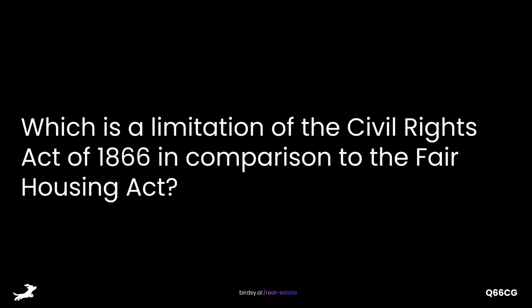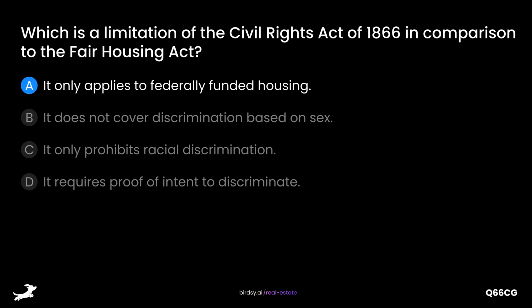Which is a limitation of the Civil Rights Act of 1866 in comparison to the Fair Housing Act? Is it A, it only applies to federally funded housing? B, it does not cover discrimination based on sex? C, it only prohibits racial discrimination? Or D, it requires proof of intent to discriminate? The answer is C, it only prohibits racial discrimination.